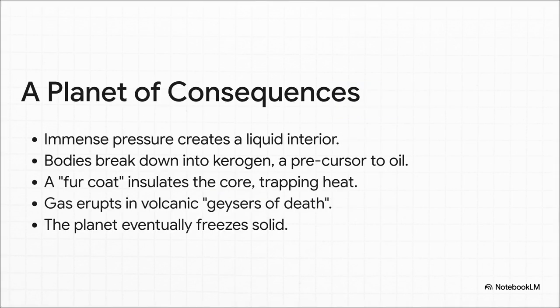Okay, so things are about to get really dark. The immense pressure inside this thing would liquefy the interior. The organic tissue would start to break down into a substance called kerogen, which is basically a precursor to oil. The planet's own fur becomes this massive insulating layer, trapping all the heat from the decay. And as that heat builds up, trapped gases would cause these horrific volcanic eruptions, just blasting plumes of hot meat into space. Geysers of death. Eventually, after thousands and thousands of years, the whole gruesome planet would just freeze solid.